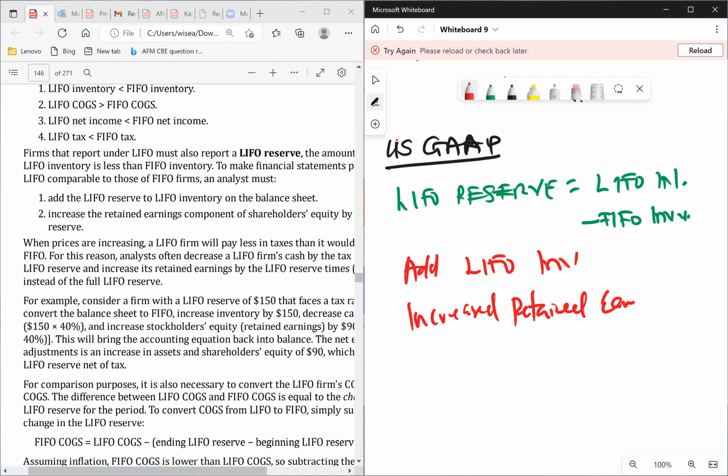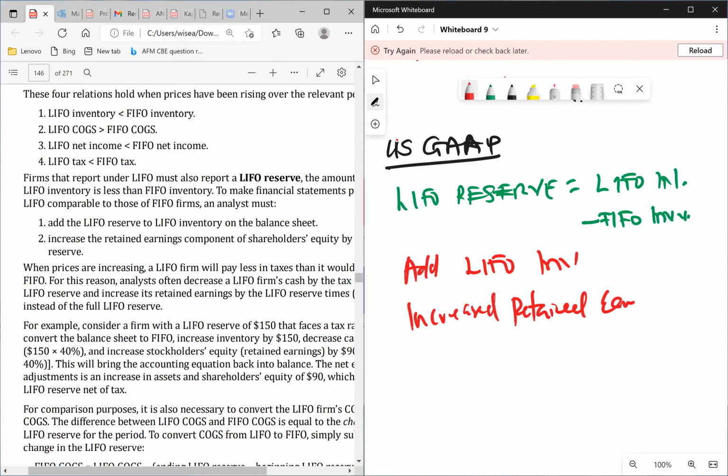And then to balance the account, the LIFO reserve should also affect equity. So the retained earnings part of the equity should be increased by the LIFO reserve. It's rather unfortunate we couldn't get time to do the LIFO, but it's very crucial that you get that part.